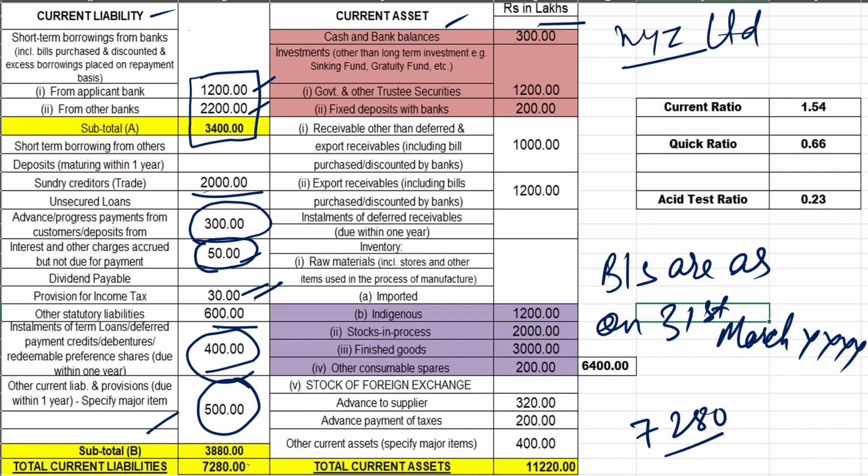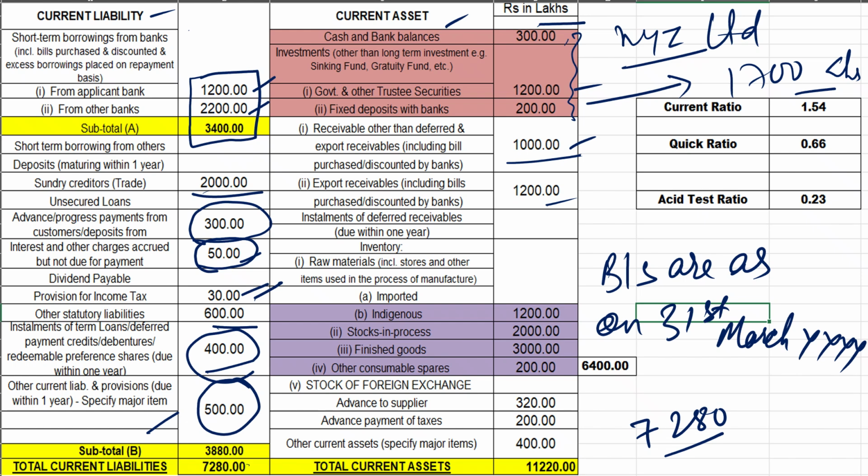Now let's come to current assets. This company has cash and bank balance of 300 lakhs, government and trust securities of 1200, fixed deposit with bank, this is 200. So this total will come around 1700 lakhs. Then receivables. Sales has been done but payment not received. This is 10 crore. And export receivables 12 crore.